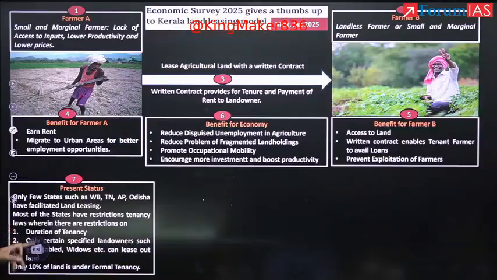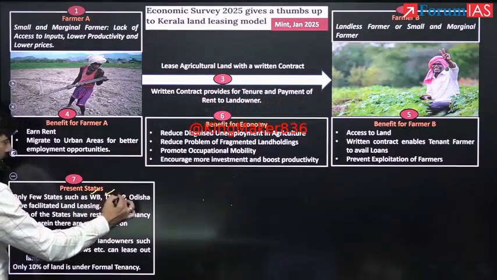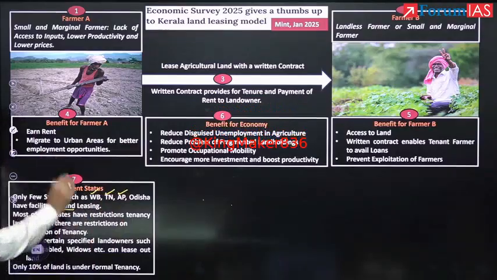So that's what I said. Most of the states have restrictive tenancy laws where there are restrictions on duration of tenancy. Only certain specified owners such as disabled widows can lease out the land. Only few states like West Bengal, Tamil Nadu, Andhra Pradesh have enabled land leasing.